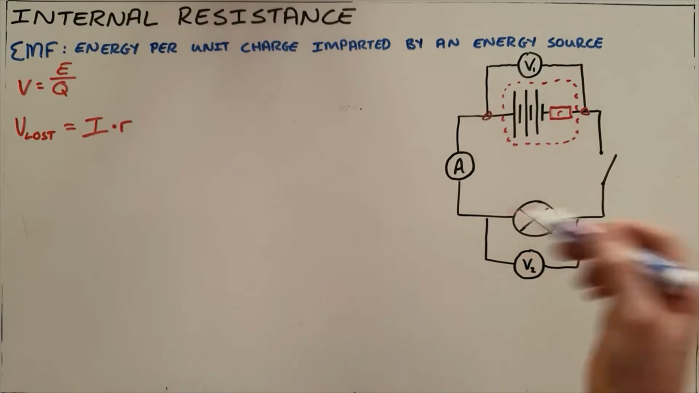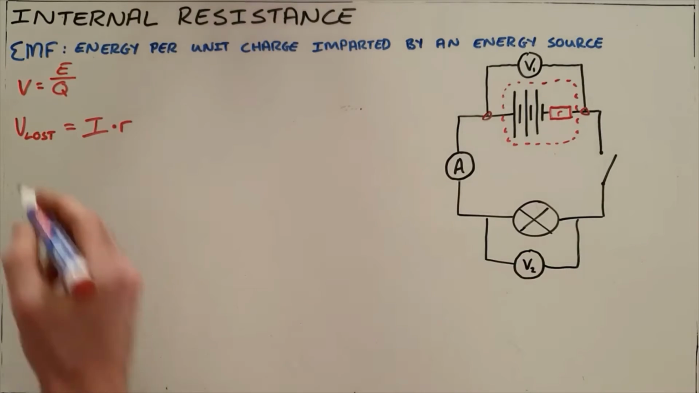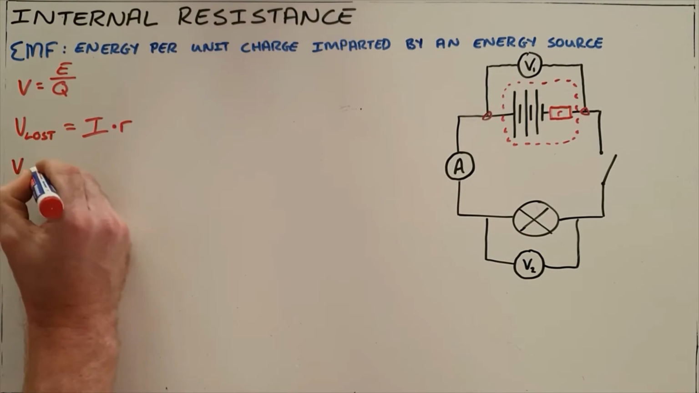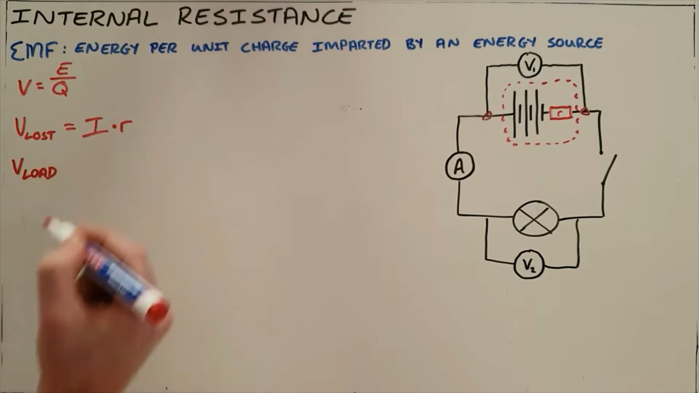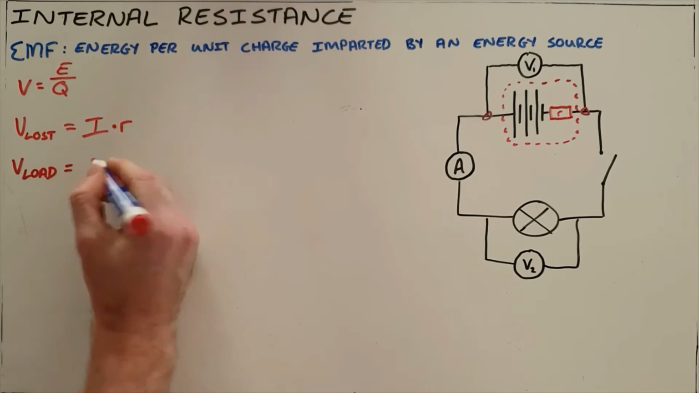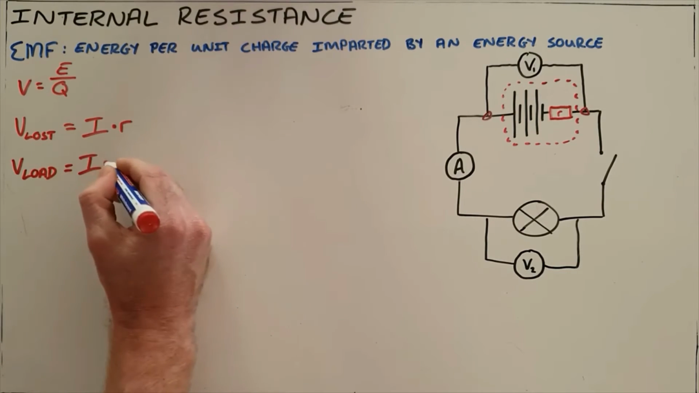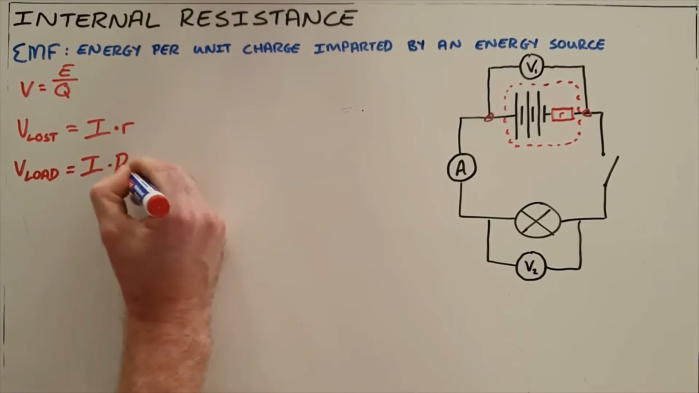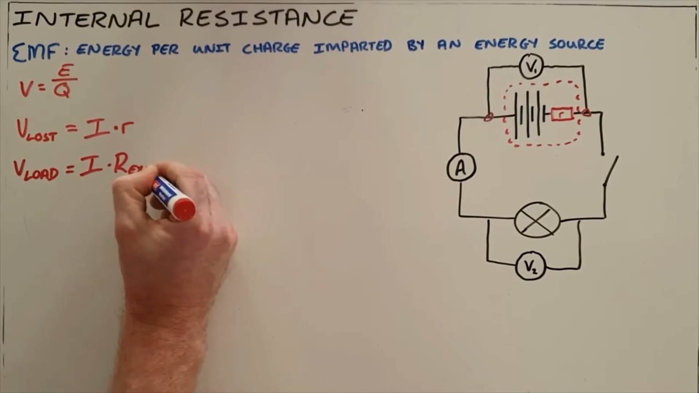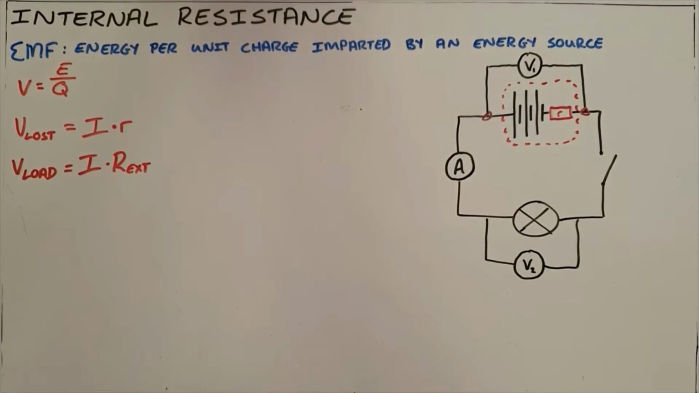Obviously, we use a battery because we want it to do a job, and we call the potential difference that is used in the external circuit V load, and that is going to be equal to the current that is passing around in that circuit multiplied by the external resistance, R external.